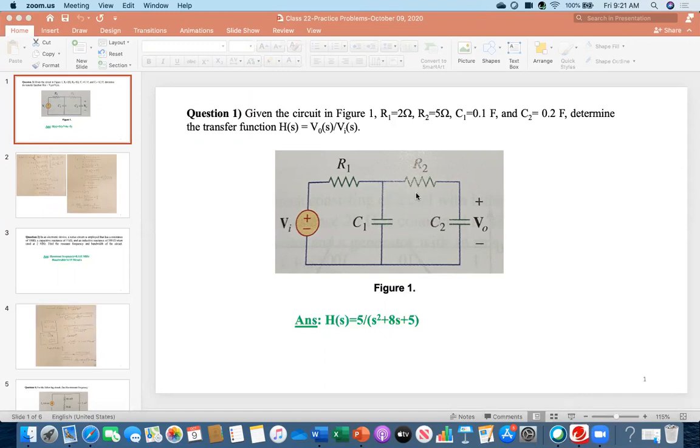Your main task is to find out the current flowing through C2, and then that current multiplied by 1 over s C2 will be your V naught. And then after some calculation, for sure you'll be getting this result. It's just a matter of calculation. It's not difficult. And I'd like you to practice that calculation.